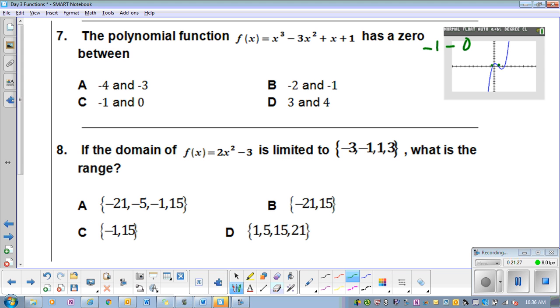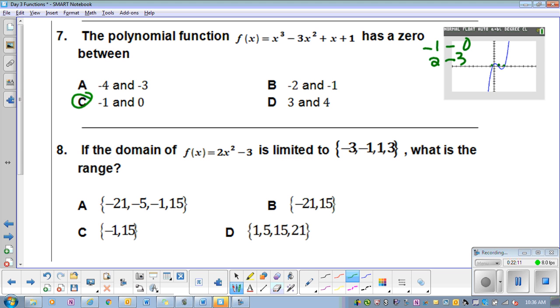How about this one? Between what and what? This last one, the one furthest over to the right. Between like 1 and 2. No, 2 and 3, right? Because there's 1, 2. But which one of those works? A, B, C, or D? Is there a 0 between 2 and 3? No. Is there a 0 between -1 and 0? Well, yeah. C, right? So that one's the one. They're asking you where the 0 is between.